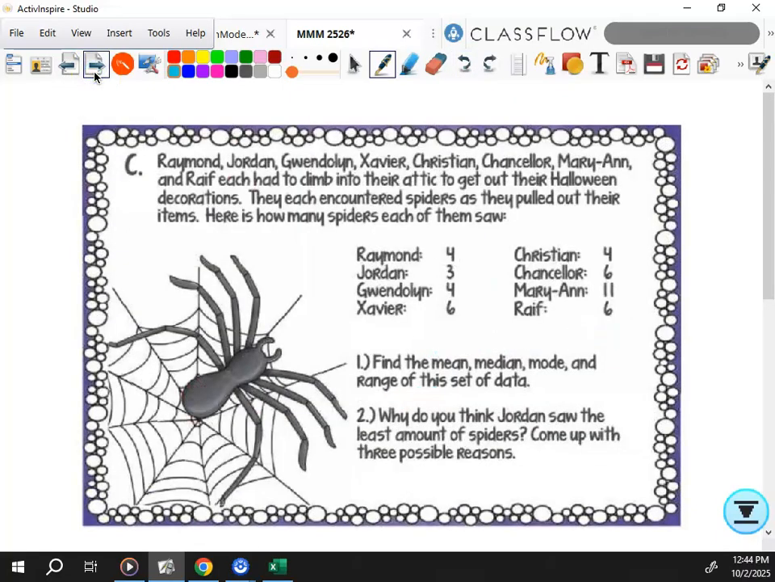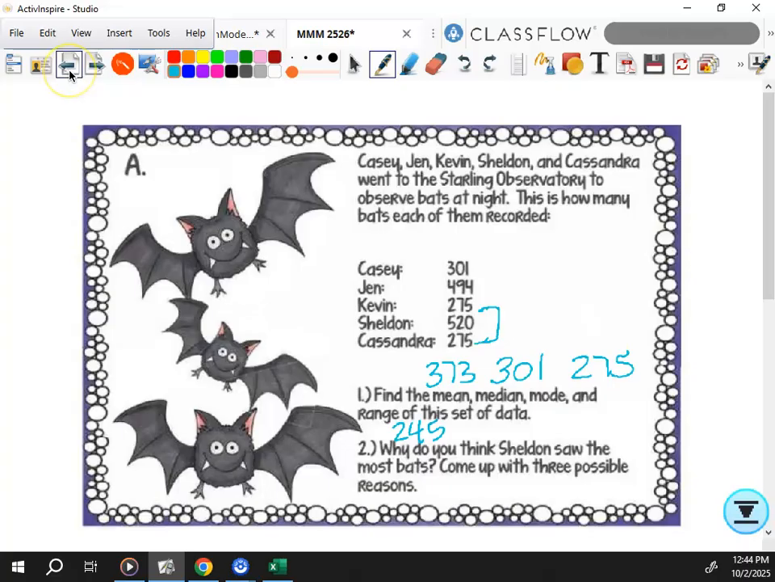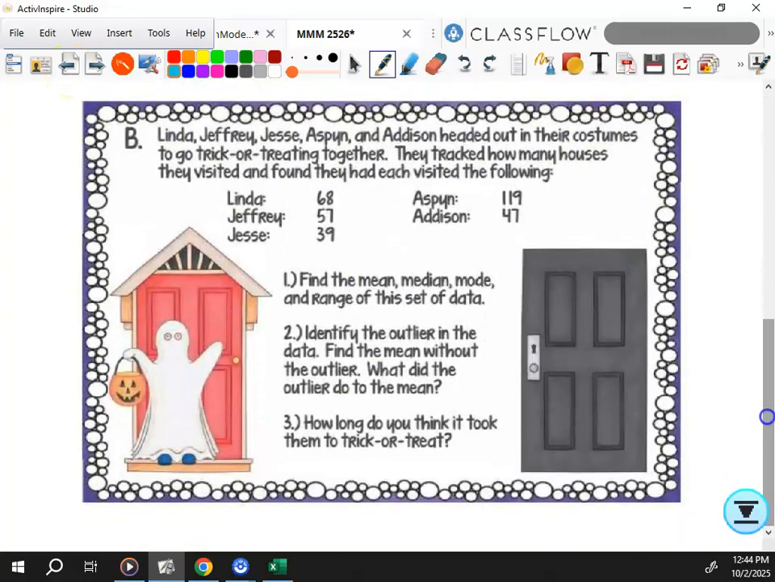All right, Linda, Jeffrey, Jesse, Aspen, and Addison. I think whoever wrote this was a teacher trying to use all the students' names in their class, because there's some unique names in here. They headed out on their own in their costumes to go trick-or-treating together. They tracked how many houses they visited and found they each had visited the following. Have you ever, in all your years, visited that many houses on a Halloween night? That's a lot of houses. 119 houses? Most neighborhoods don't even have that much.